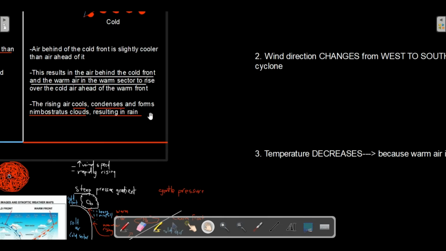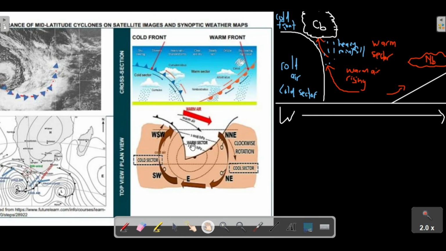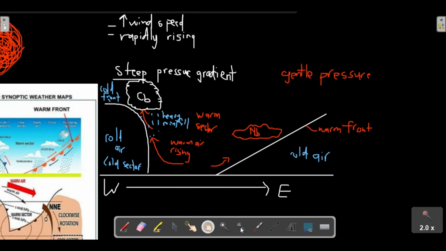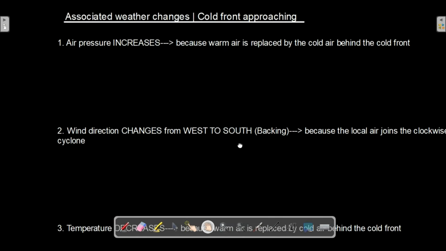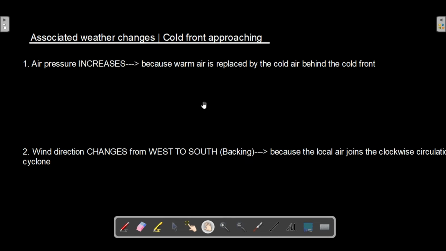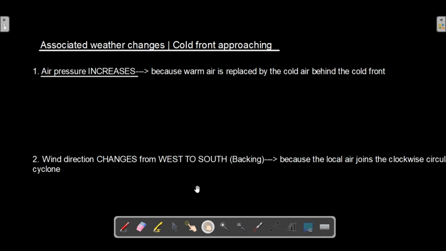Now let's see. When it comes to the cold front, they like to ask the question: when it approaches, what weather changes are associated with it? We'll look at them right now. The first change that we see is the air pressure. We say that the air pressure increases when the cold front approaches or when it has already arrived. And you should be able to state the reason why.